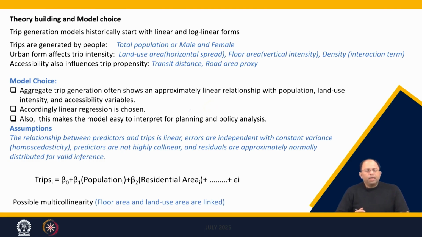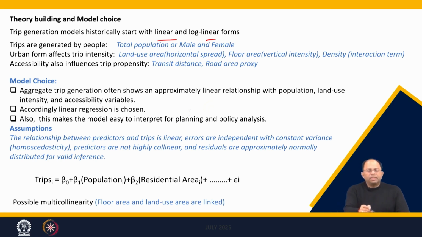So usually trip generation models have historically been linear and log linear forms. That is what we know from literature. Whenever we are building a model, we should know from literature what sort of models have been built earlier. And this we actually know. So now we are trying to develop a model, and we would like to follow similar approaches.